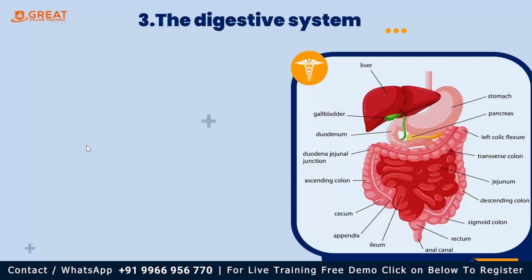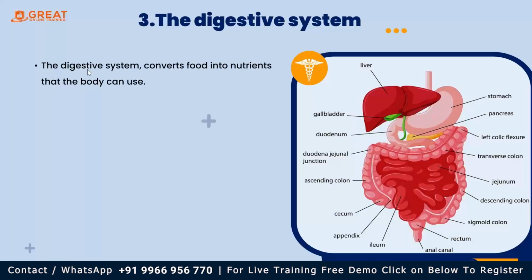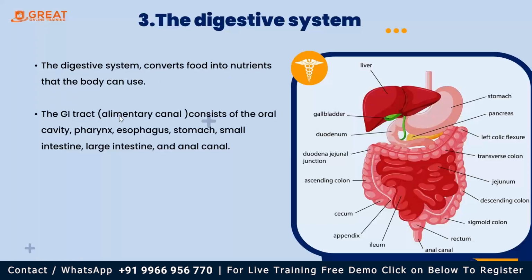The digestive system: these are the parts of the digestive system: liver, stomach, pancreas, colon, anal canal, rectum, appendix, and gallbladder. The digestive system converts food into nutrients that the body can use. The GI tract, also known as the alimentary canal, consists of the oral cavity, pharynx, esophagus, stomach, small intestine, large intestine, and anal canal. The GI tract is a series of hollow organs.